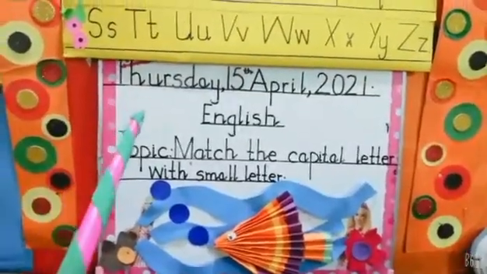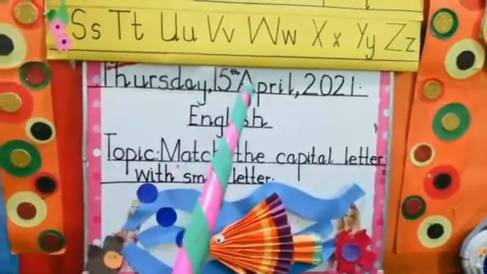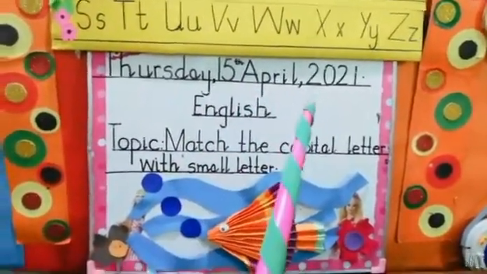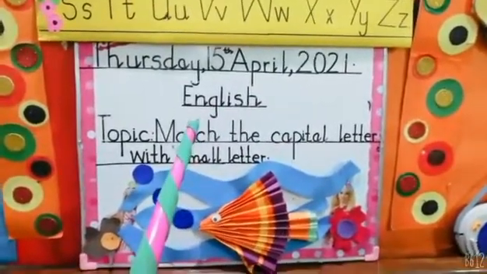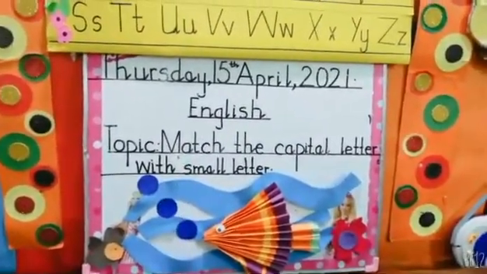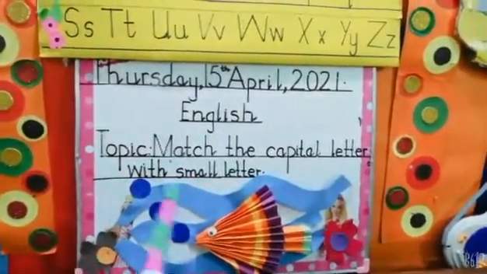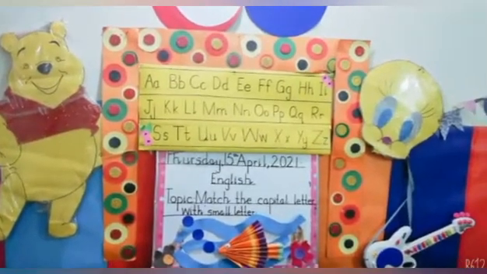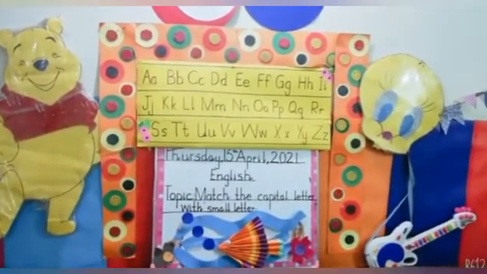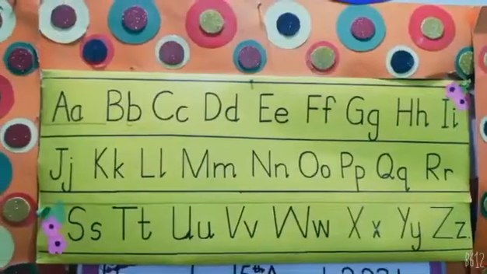Students, what is the day today? Today is Thursday, the 15th of April, 2021. Which period is this? English period. Students, today our topic is matching the capital letter with the small letter. Today we will match the capital letter with the small letter with the help of the teacher.